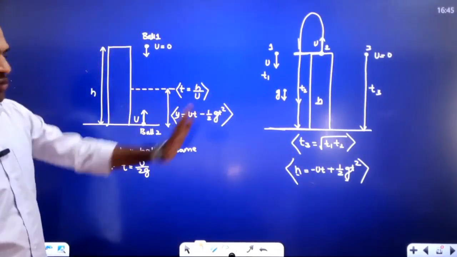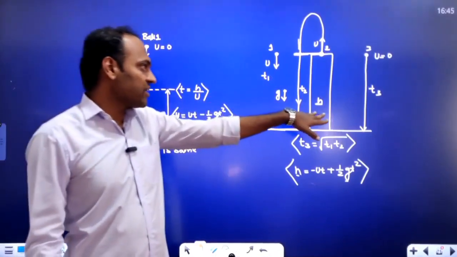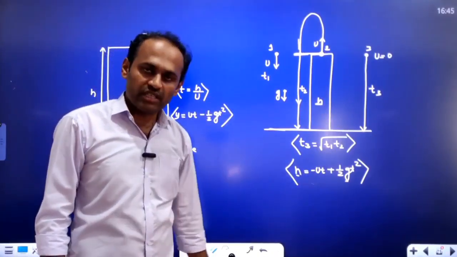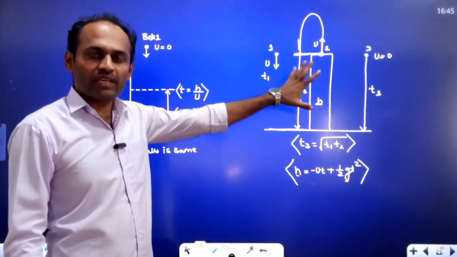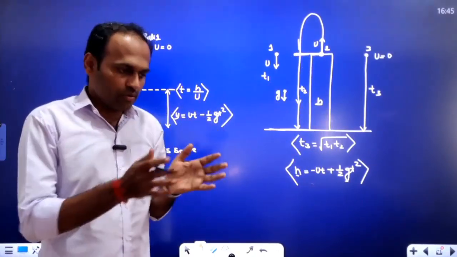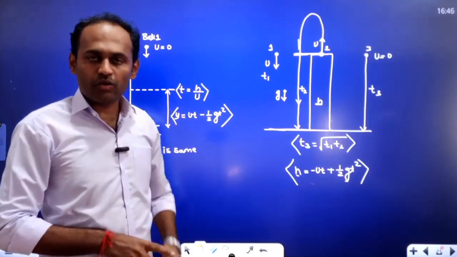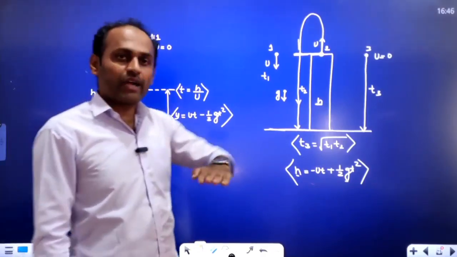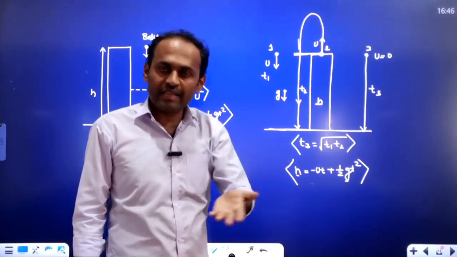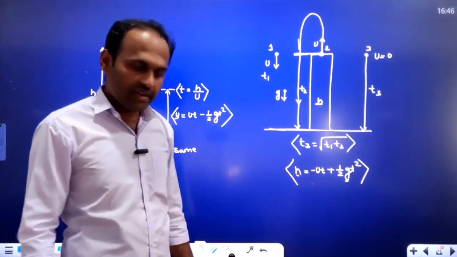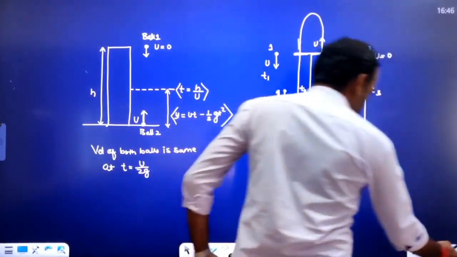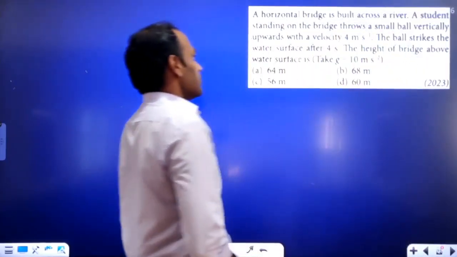So remember these two cases. In this case, to calculate the height we have to use minus ut plus half gt square. The same thing we can use in the case of an ascending ball also. If a balloon ascends and from that balloon you drop a stone, how much will be the height of the balloon from the ground? In that case also you can use the same formula. Clear? Okay, we'll go to some questions on this concept now.